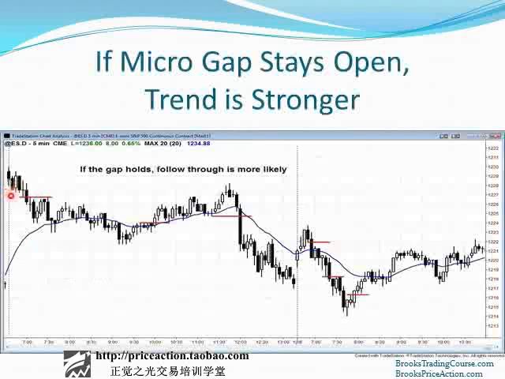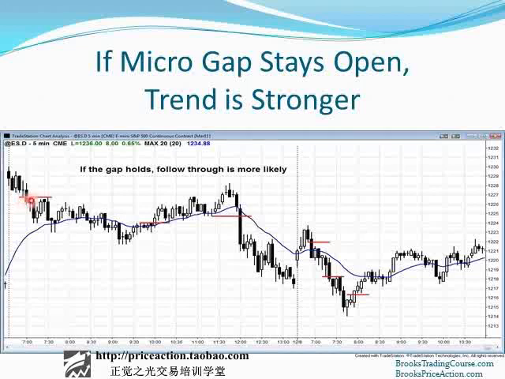So for example, we have a bear breakout and the bar before it, and you can look at the bar after it, or even the bar over here. We have a micro gap. The bulls were unable to push the market back above the breakout point, the low of the bar before the trend bar. That's a sign of selling pressure, and it increases the chances that there'll be further downside movement.